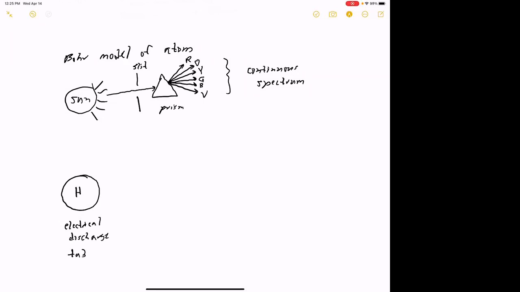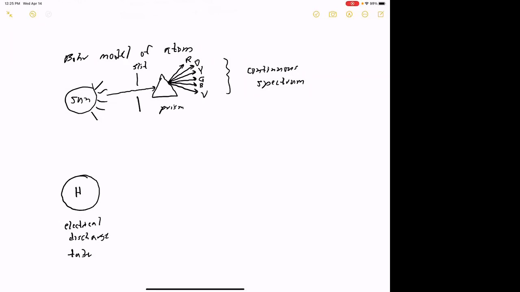Usually this is called an electrical discharge tube. And you guys have seen this. Have you ever seen a fluorescent light, for example? What is it? It's basically two electrodes, and we apply a real high voltage between the electrodes. And then you've got gas backfilled in there.